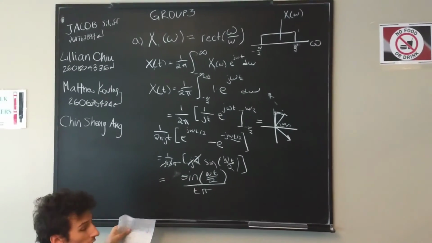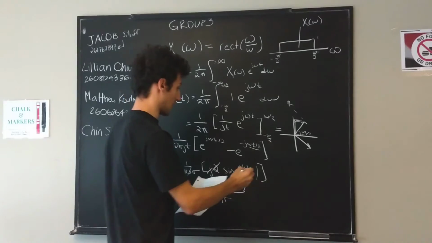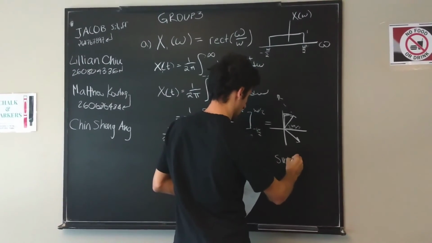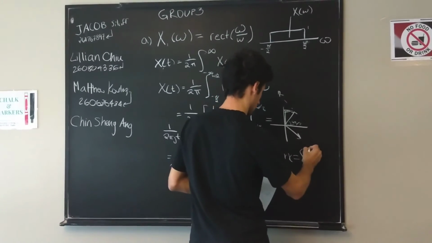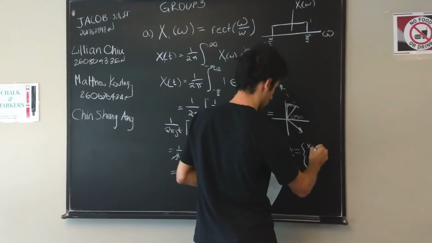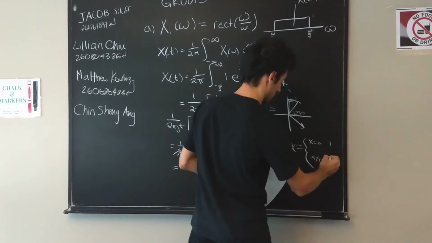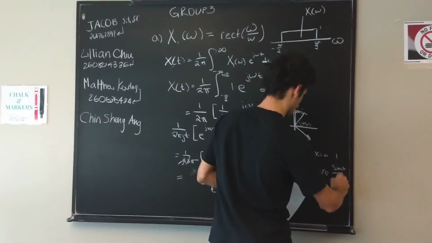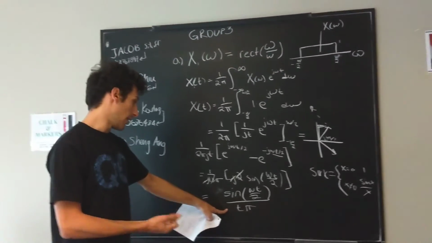Now, at this point, we want to write it in terms of the sinc function. So we can define what sinc is equal to. For x equal to 0, it's going to be equal to 1. And for x not equal to 0, it's going to be equal to sine x over x. So at this point, we want to make this look like some sine x over x.